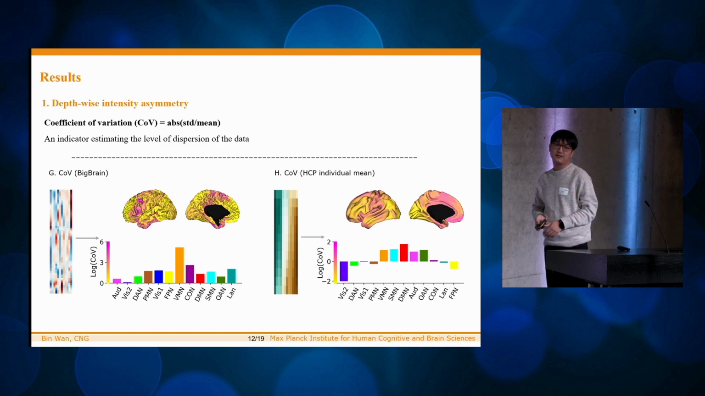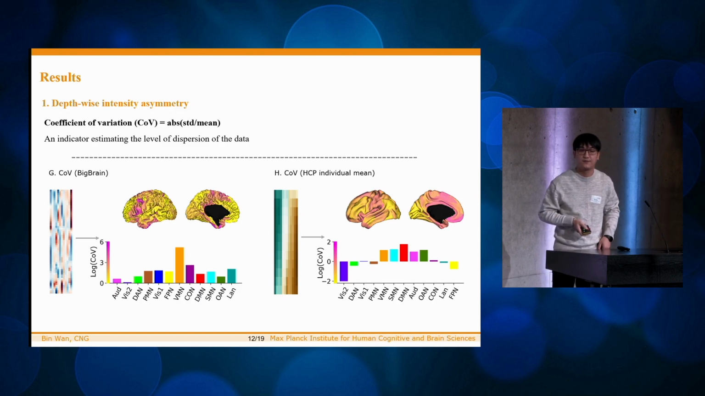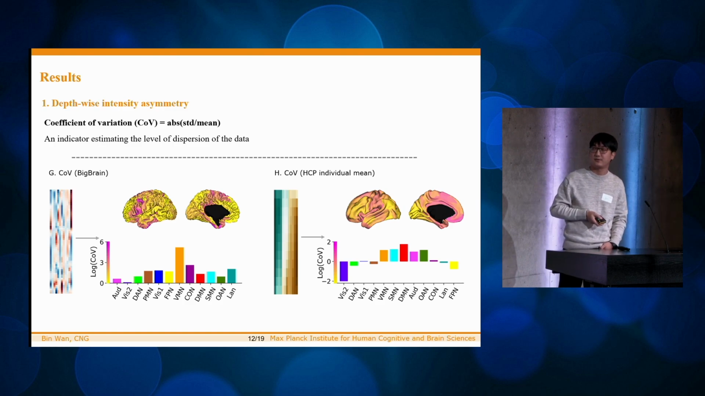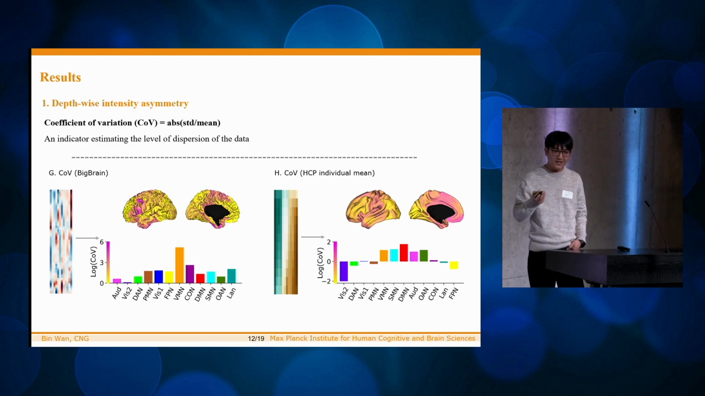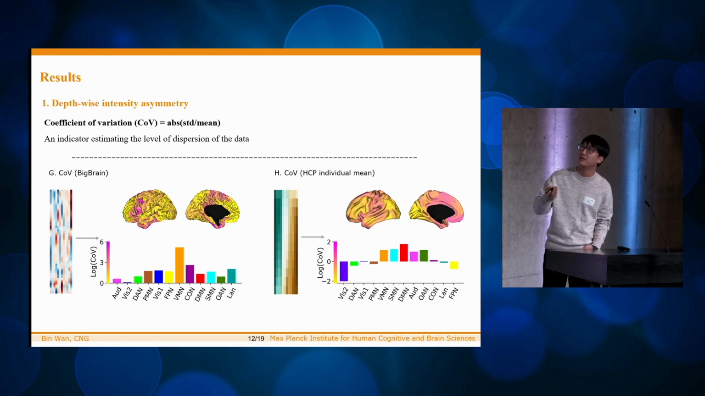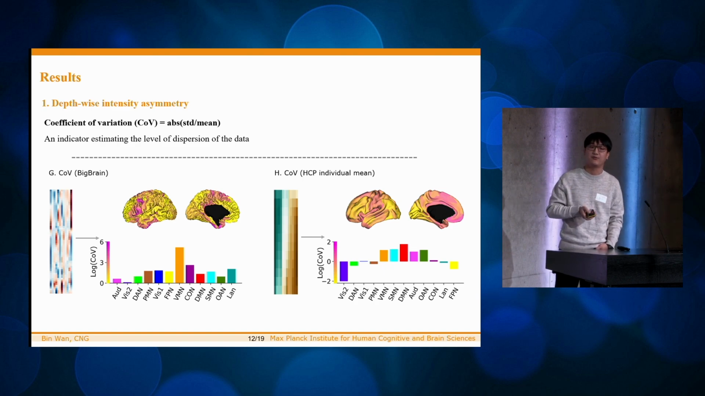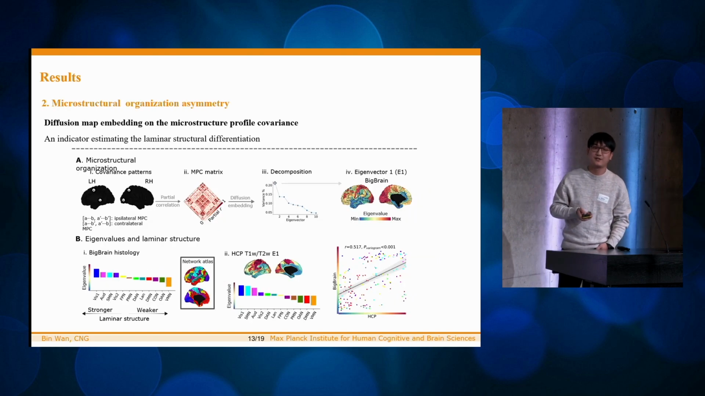So to understand this variation, we calculate the coefficient of variation. It's just an indicator estimating the level of dispersion of the data. And we find for the language regions, it showed quite high variation in the cortex. And the highest peak variation happened in the ventral multimodal network. And for the in vivo data, the somatomotor network and the default mode network showed very high variation. And then to study the global feature, we use the gradient approach.